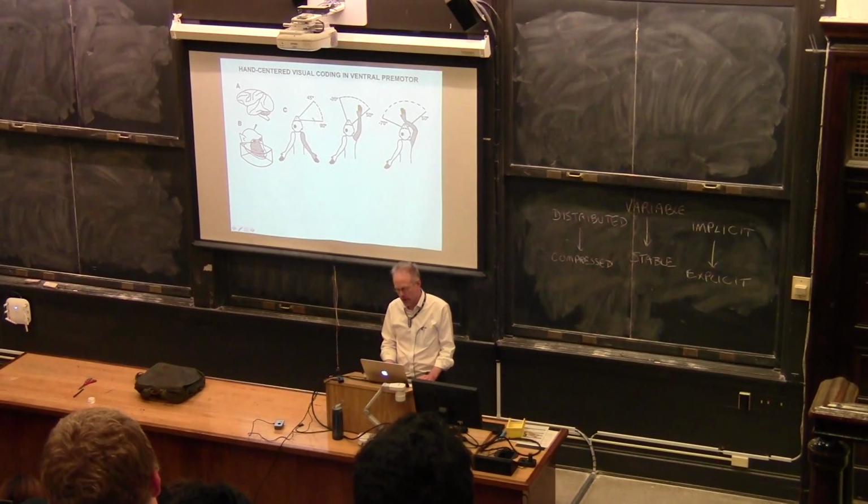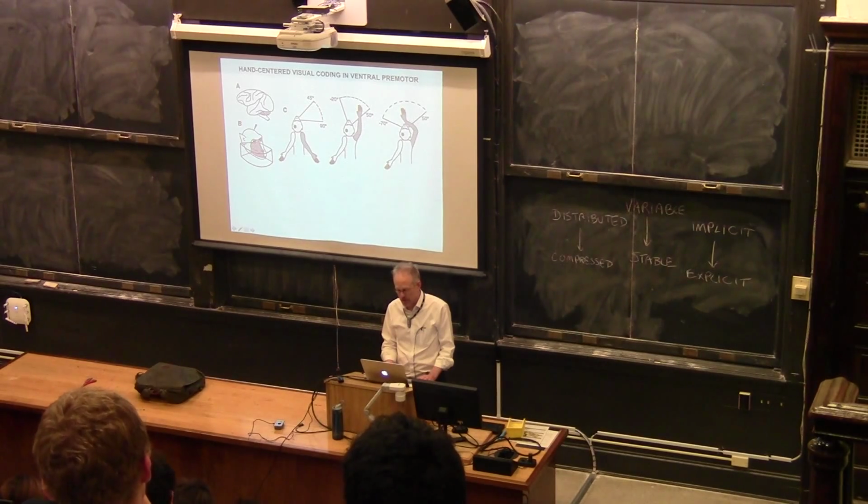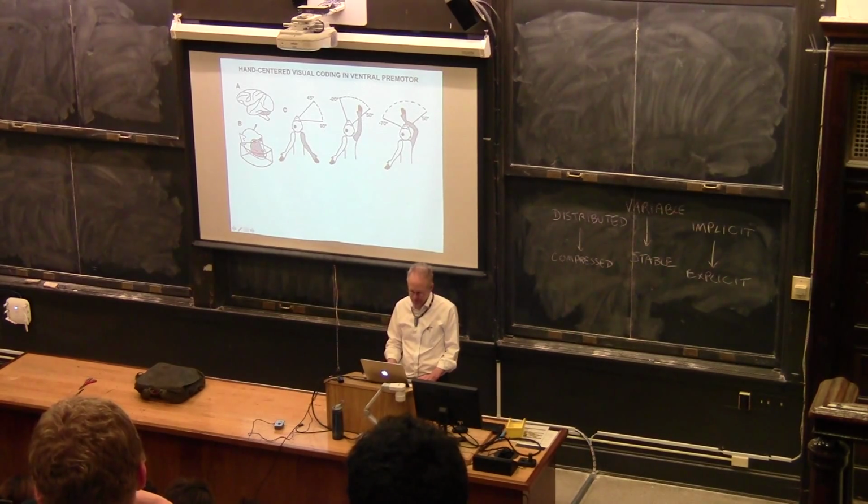This is a cell that has a visual receptive field, but the visual receptive field depends on the position of the hand. So if the hand is way back here, this is the part of visual space the cell responds to. If the hand is here, the cell responds to this part of visual space. If the hand is here, the part of visual space that the cell responds to moves over along with the hand.